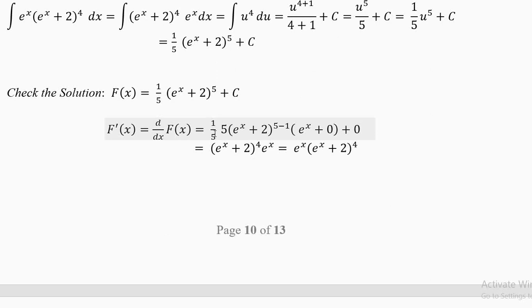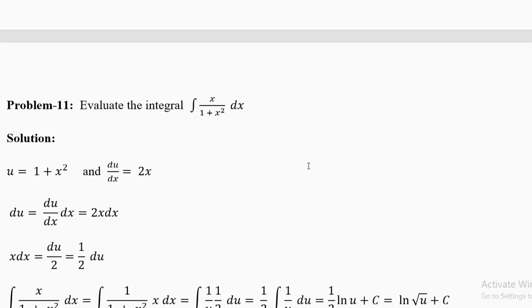Now you differentiate: 1 by 5, 5 into e power x plus 2 power 5 minus 1. The derivative of e power x is e power x. The derivative of 2 is 0. The derivative of c is 0. You will get e power x. 5 minus 1 is 4. The power is 4. 1 by 5 into 5 is 1. No need to write 1 here. Now this e power x you can write on the left or on the right.